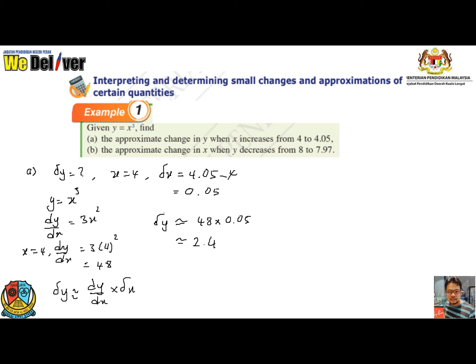So in this case, delta y increases when x increases from 4 to 4.05.